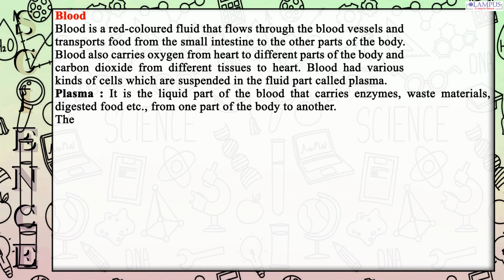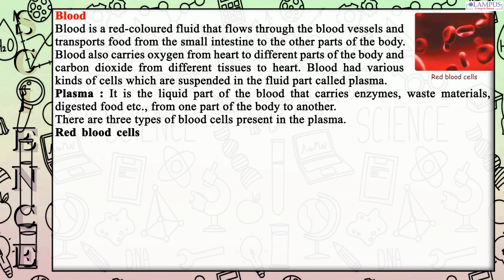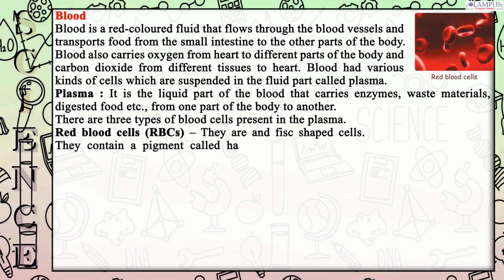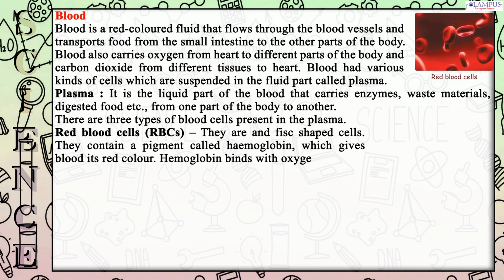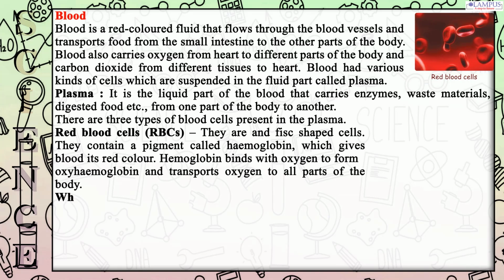There are three types of blood cells present in the plasma. Red blood cells, RBCs, they are disc-shaped cells. They contain a pigment called hemoglobin, which gives blood its red color. Hemoglobin binds with oxygen to form oxyhemoglobin and transports oxygen to all parts of the body.